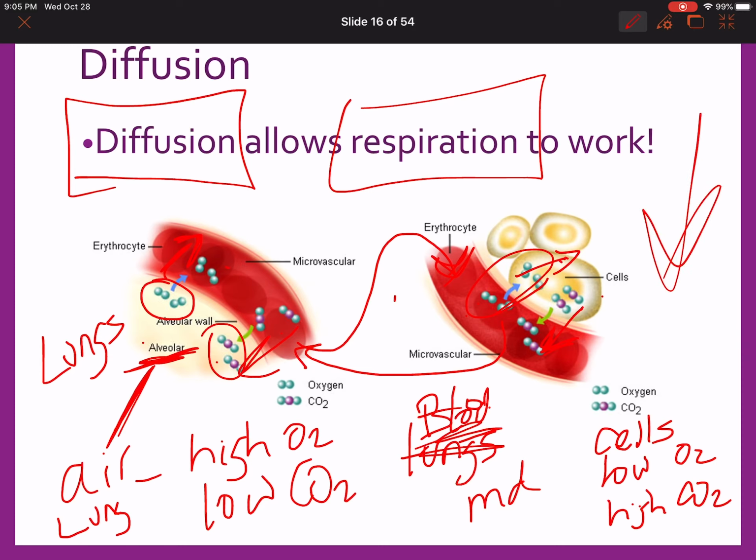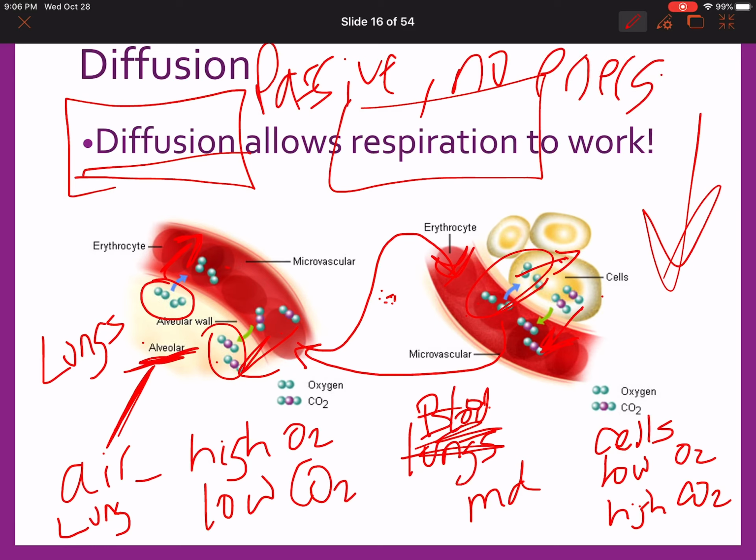If this wasn't passive, if this movement required energy, we couldn't eat enough food to fuel it and survive. That's how much oxygen you need in the course of a day. So if this movement required energy to push it into the blood, to push it from the blood into the cells, guys, you could eat butter, right? Which is just total fat. And it wouldn't have enough calories to fuel this and give you enough oxygen you needed in your cells. All right, so thank God, diffusion, passive, and no energy. It happens for free.